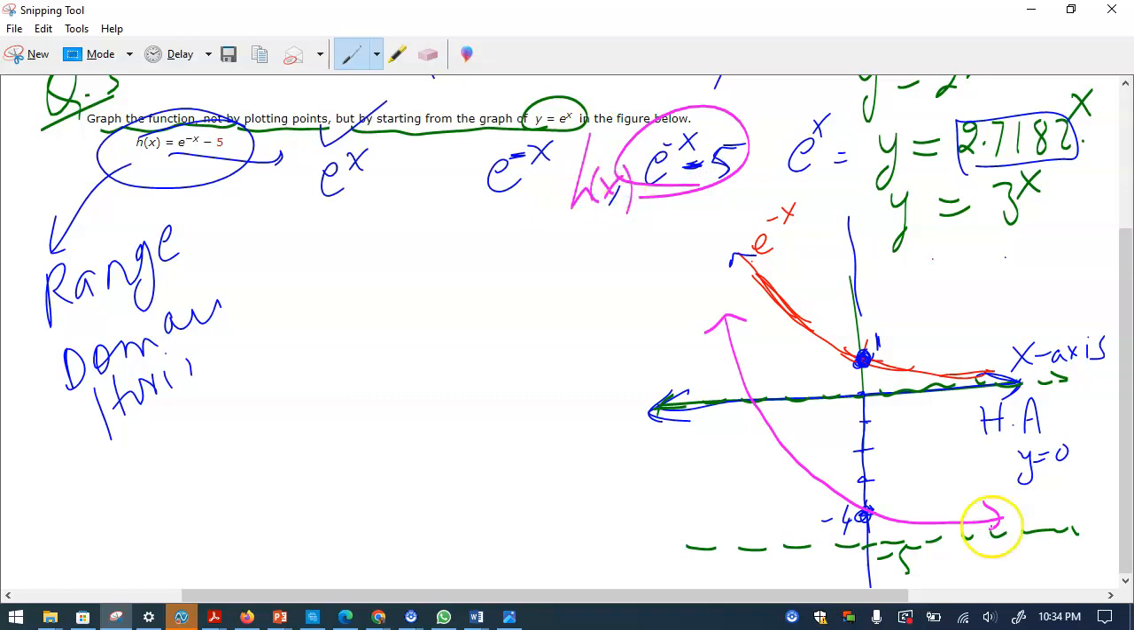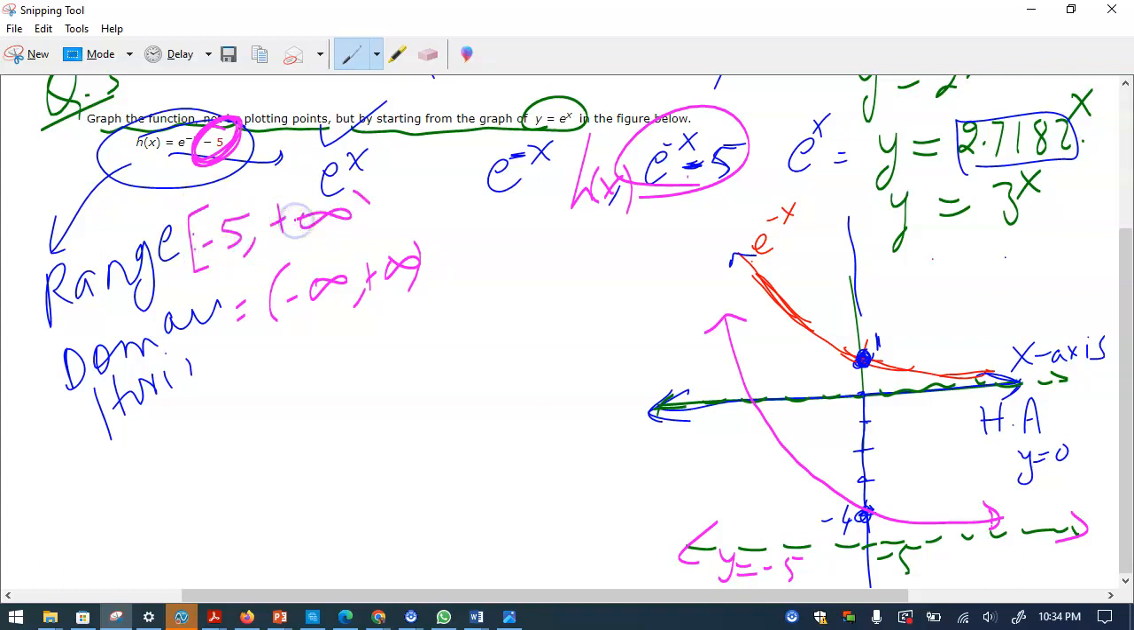So the domain, if they ask you, is everything, minus infinity to plus infinity. The range is, the lowest it goes, see this part, this is y equals minus 5, and you can know that directly from the number. So whatever this is, it is always the lowest it goes. That means minus 5 is included, and then all the way to plus infinity.